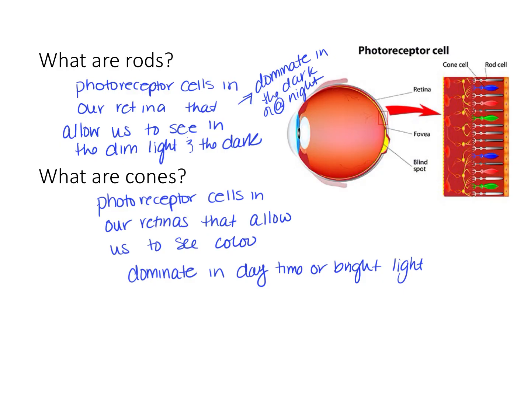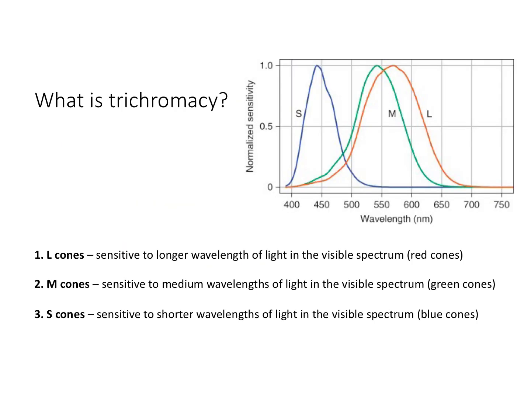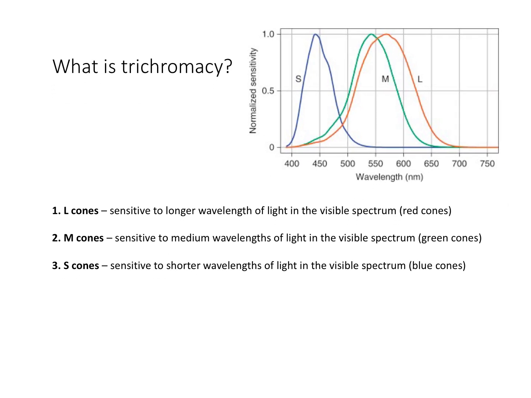And she was able to put a color with certain musical notes, which is kind of interesting. Now, we have 3 different types of cones, which is called trichromacy. We have L cones, which are sensitive to longer wavelengths of light in the visible spectrum, right? And these a lot of times are synonymous with red cones.